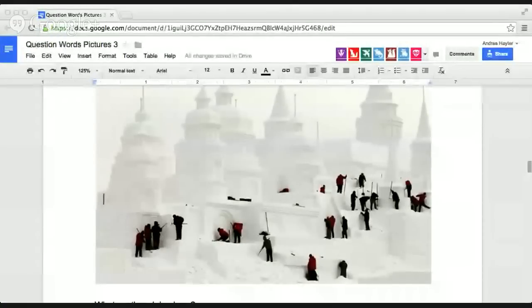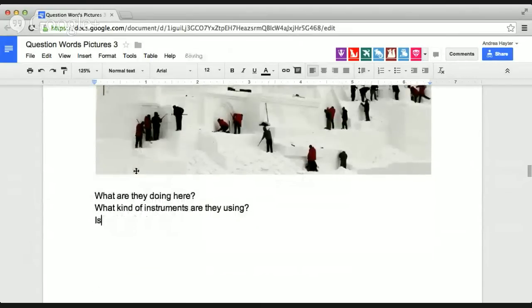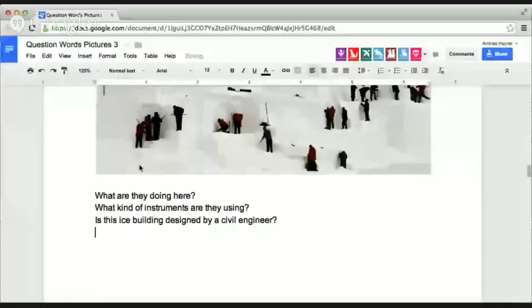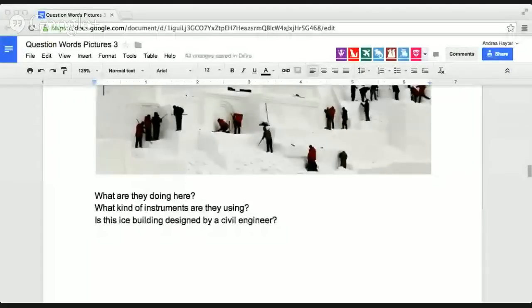Okay, Tarek. Is this ice building designed by a civil engineer? Good. Is this ice building designed? It is designed. Is it designed by a civil engineer? Okay. All right, Mikkel.